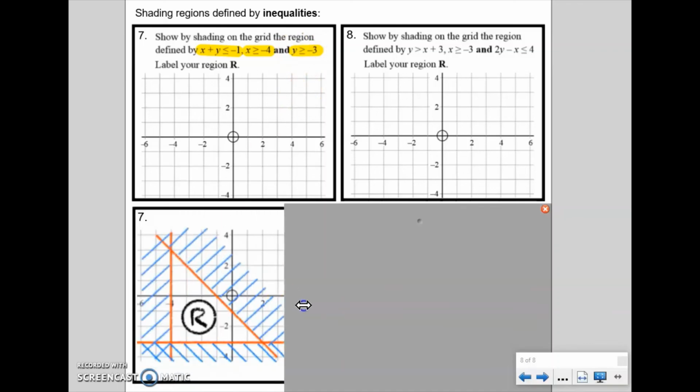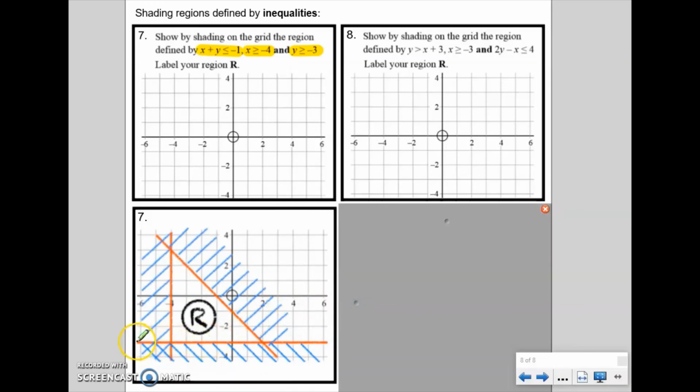If I go ahead and draw all of those lines, here's my line for y equals negative 3, and it's a full line because of the inequality sign. Here's my line of x equals minus 4, again, it's a full line. And here is my linear graph of x plus y equals minus 1. I could have rearranged that to be y equals minus x minus 1. So I know it crosses at negative 1 and has a gradient of negative 1.